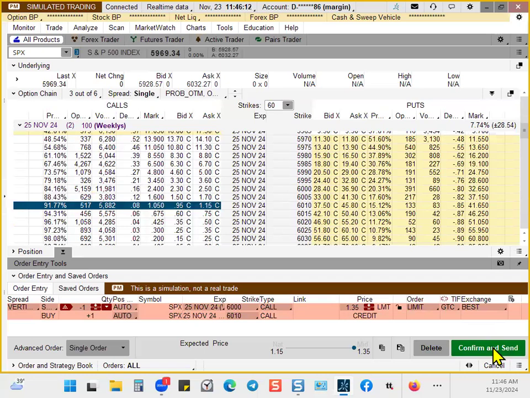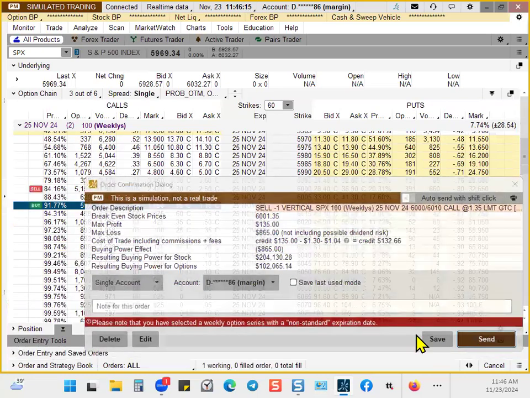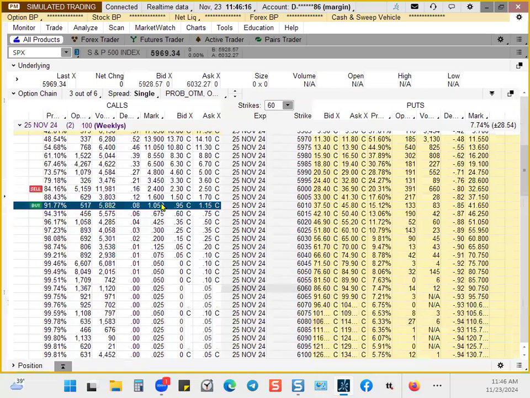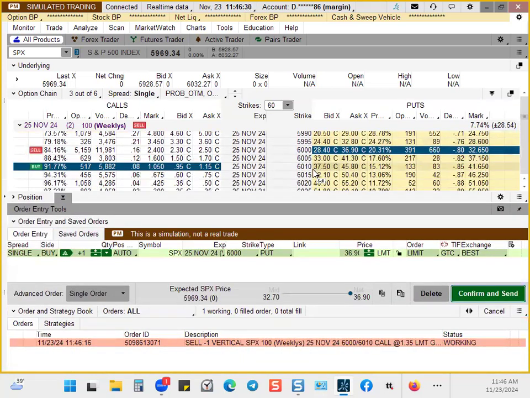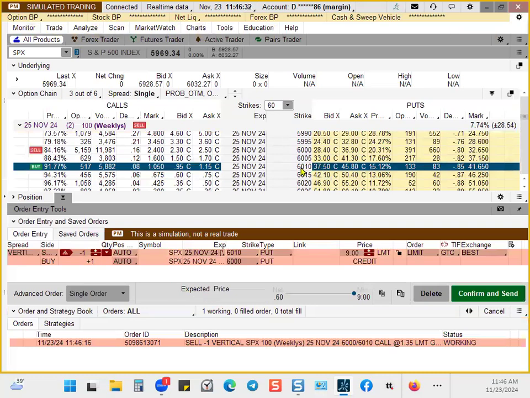We'll do confirm and send just to have something on the chart. Either way, 6,000 and 6,010, that's fine. On this side, since this was the sell leg, I have to buy over here and then sell over here on the opposite leg. It's still going to come up as a credit, so I'm still doing a vertical. But since I'm doing it on the same legs, once it fills, that trade is basically going to expire worthless and it's going to free up my collateral.